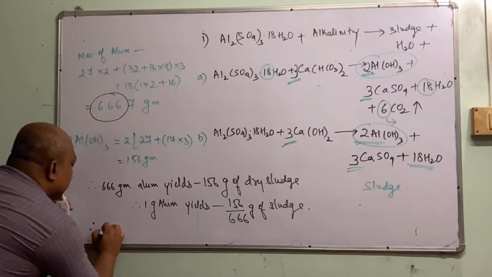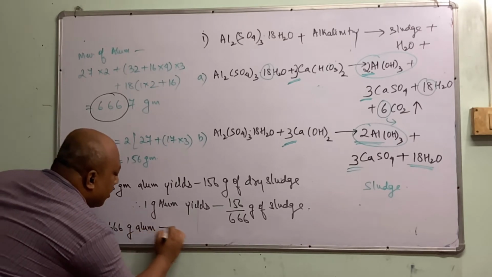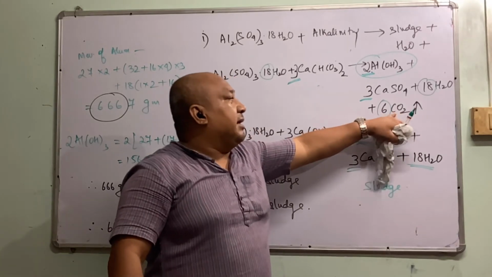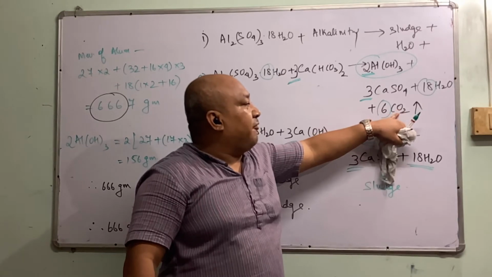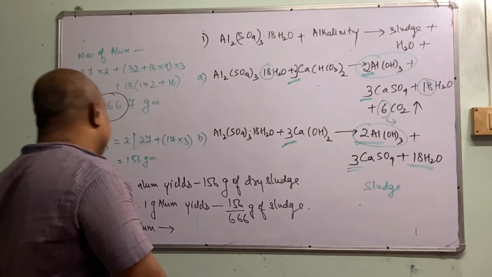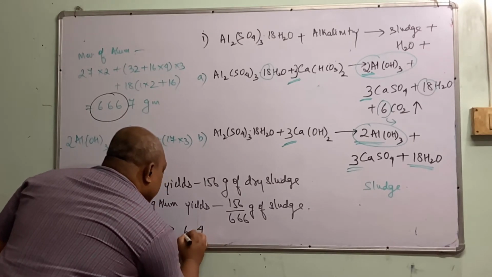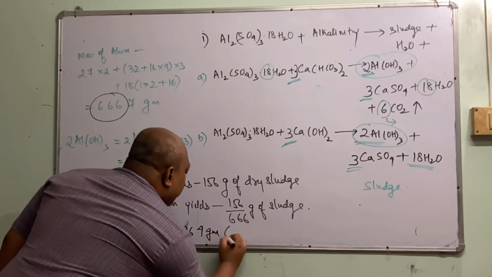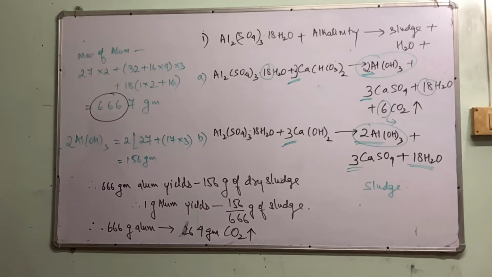Similarly, you can say 666 gram alum will produce how much carbon dioxide? 6 molecules of carbon dioxide. That is 12 plus 16 into 2, 32, 44. 44 into 6 is 264 grams of CO2. This means it escapes out.